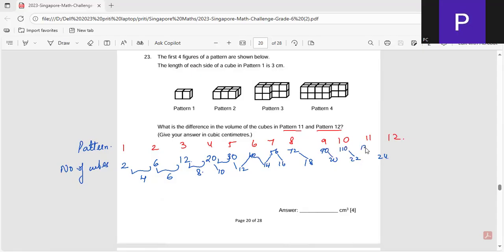This is 132. So actually, you can calculate this, but in this case, you don't have to calculate the top ones. They're just asking what is the difference in the volume. So the difference in the volume between the 11th and the 12th pattern will be 24. So even if you just find out this, you will get your answer. You don't have to calculate the upper parts. So the difference in volumes is 24. So the answer for 23 is 24.